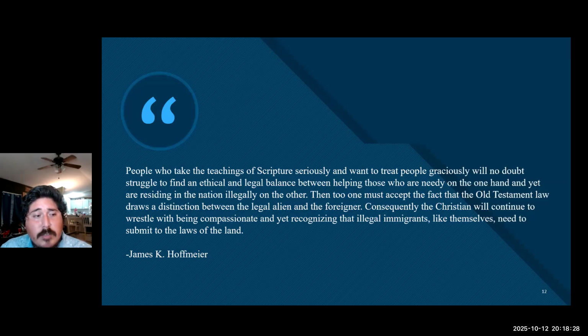James Hoffmeier says, people who take the teachings of Scripture seriously and want to treat people graciously will no doubt struggle to find an ethical and legal balance between helping those who are needy on the one hand and yet are residing in a nation illegally on the other. Then, too, one must accept the fact that the Old Testament law draws a distinction between the legal alien and the foreigner. Consequently, the Christian will continue to wrestle with being compassionate and yet recognizing that illegal immigrants, like themselves, need to submit to the laws of the land.